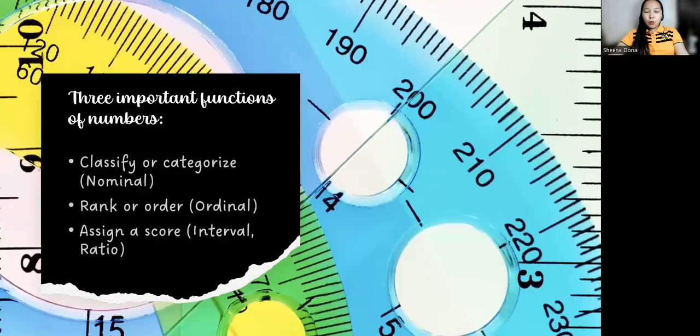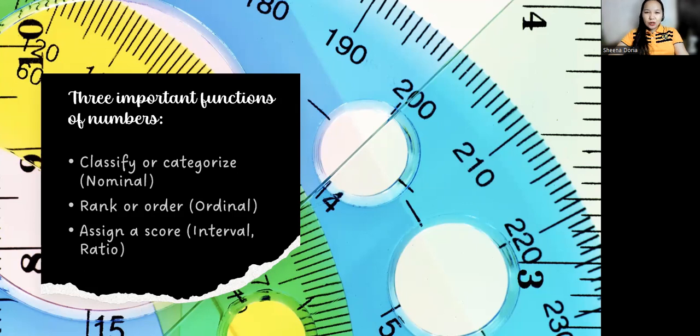So there are three important functions of numbers. Number one, numbers are used to classify or categorize. So if we are going to classify or categorize, we are dealing with nominal data. If numbers are used to rank or order, we are dealing with ordinal data. But if we want to assign a score, we are dealing with either interval or ratio data. Okay, so we are going to discuss each one.